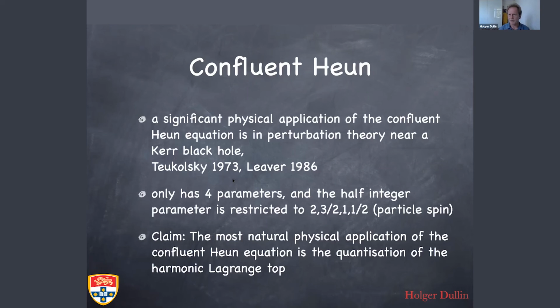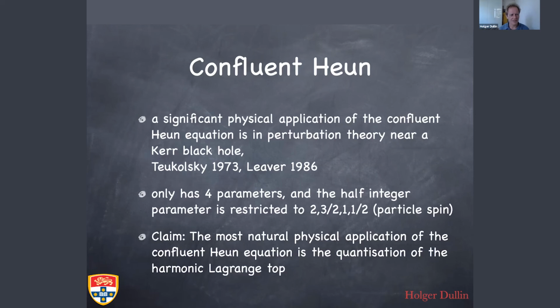In a way, that was the motivation to write this paper and say, well, actually, there are these two classical things, Lagrange top and Confluent Heun, and they are actually related. And if you add this quadratic parameter in the potential, then you actually get the most general Confluent Heun equation from quantization of the harmonic Lagrange top. And so I would claim this is a very natural physical application of the Confluent Heun equation.